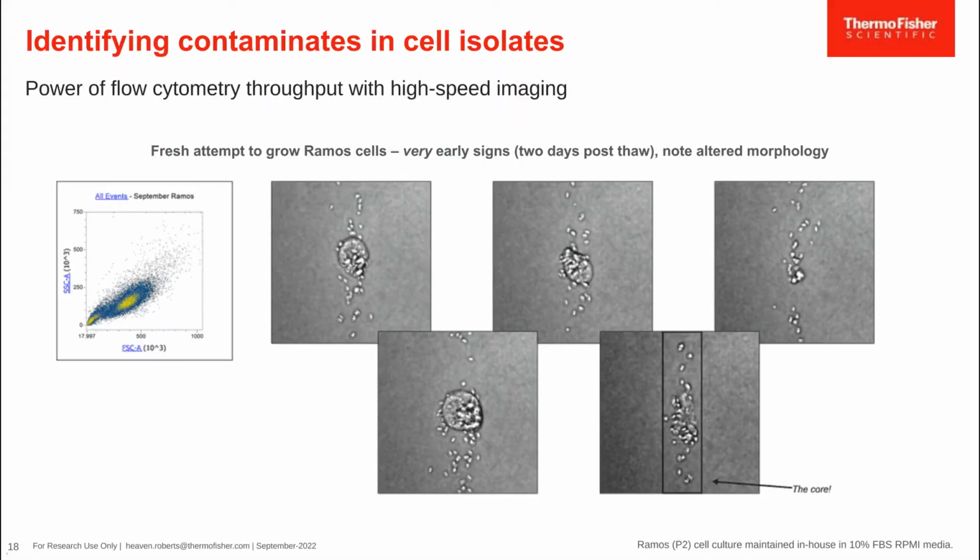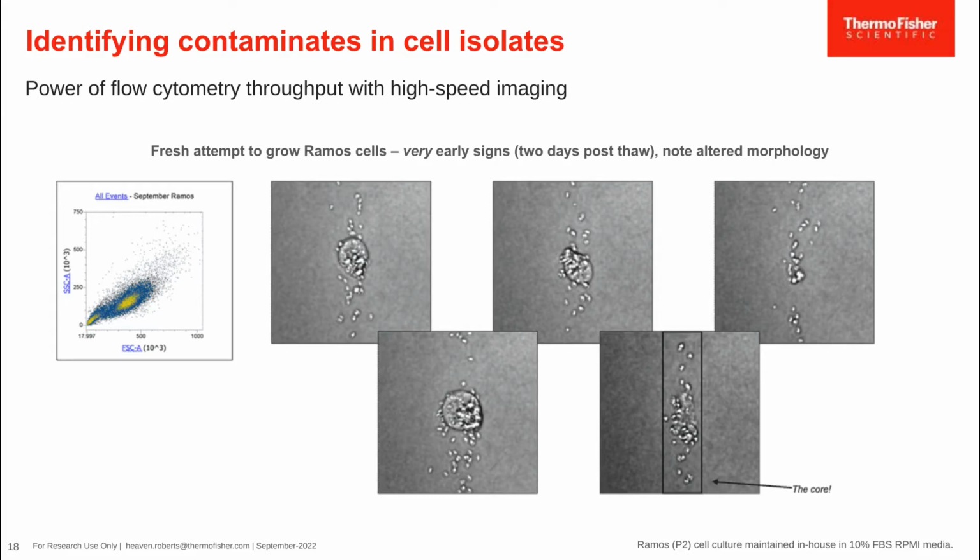So we decided to look at that new thaw of Ramos cells, and these are just 2 days post-thaw. And you can see some very early signs of very heavy contamination. It was interesting that these have a slightly altered morphology. They're a bit shorter than the more mature pathogen, but after we incubate them a bit longer, they do lengthen out, and it's the same species.